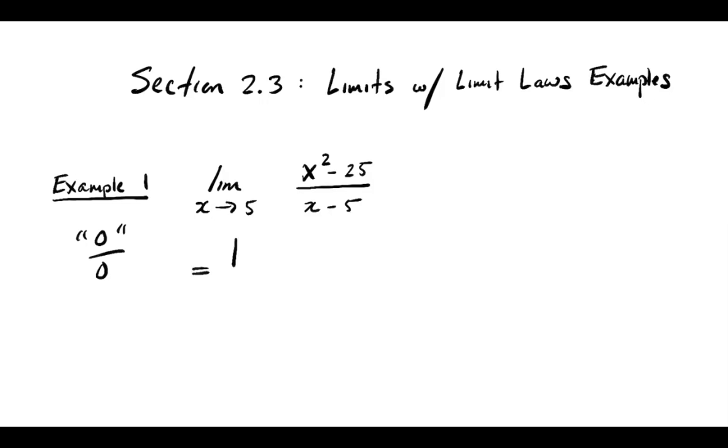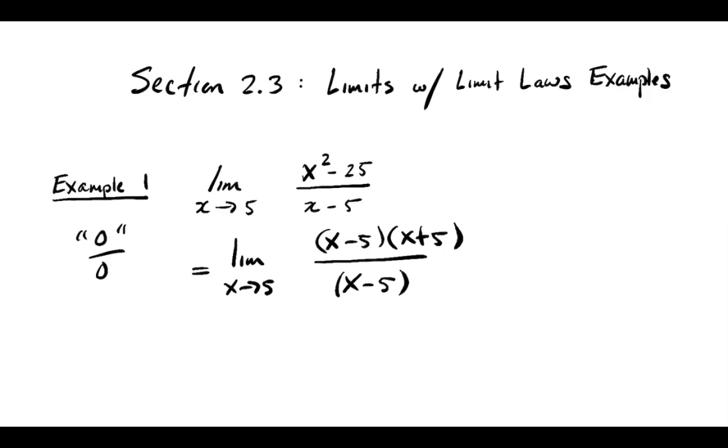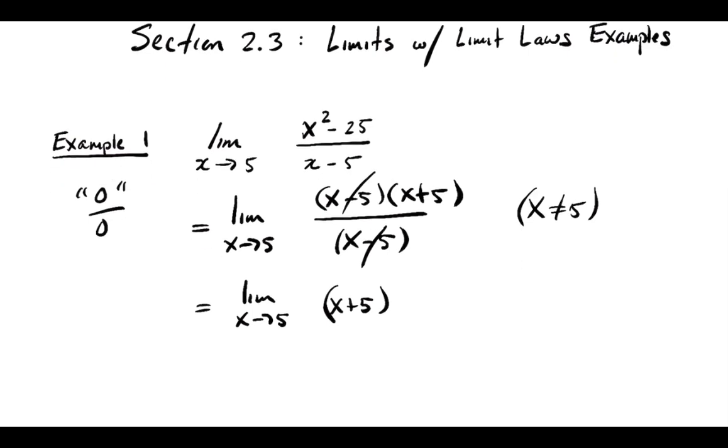This is just like our previous lecture video, the final two examples. The denominator is already factored. It's just a linear polynomial. The numerator is a difference of squares, so it factors into x minus 5 times x plus 5. And if x is not equal to 5, then you can cancel that common factor. So if x is not equal to 5, you're just left with x plus 5. And now you can evaluate that limit by just plugging in 5. So you get 5 plus 5, or 10.